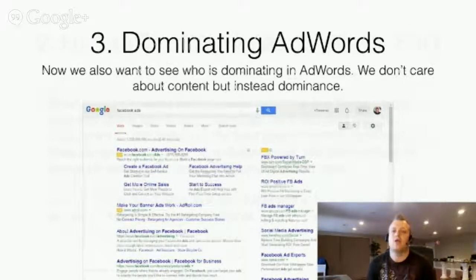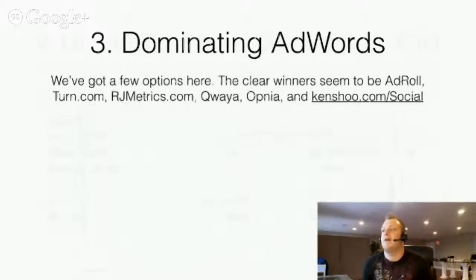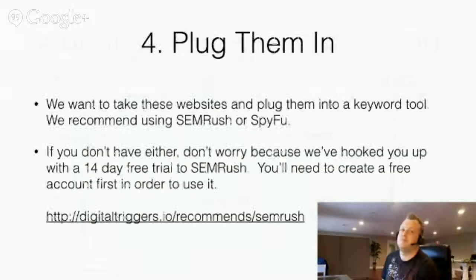We don't care about the content, but instead the dominance in this case. So we've got a few options here. The clear winner seems to be AdRoll, Turn.com, RJ Metrics, Quaya, Opnia, and Kenshu. So the next thing that we want to do, step 4, is plug these into SEMRush.